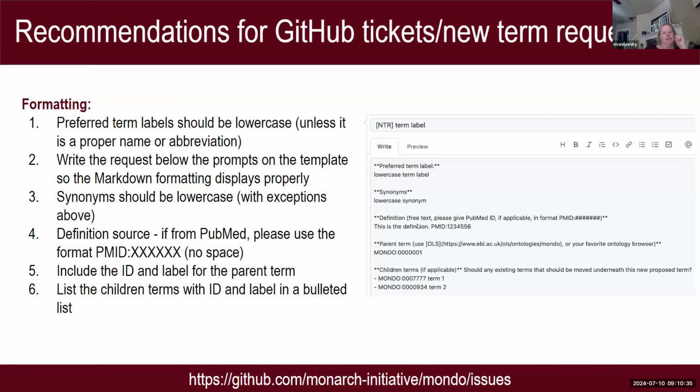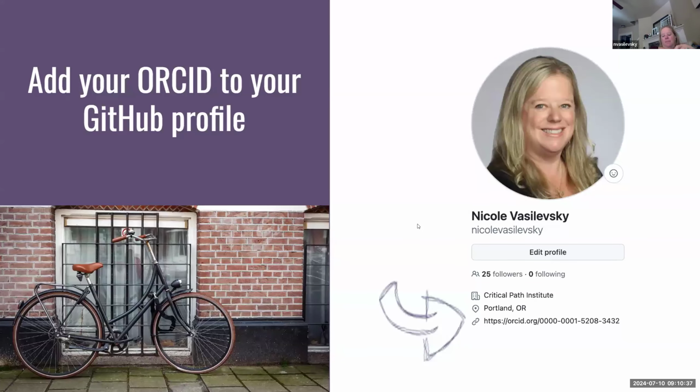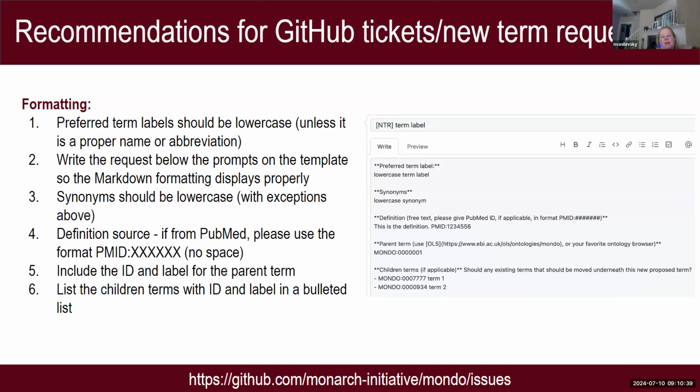Write a text definition. I didn't link to it, but Chris Mungall has written a really nice article on his blog about how to write good definitions for ontologies. That's definitely worth looking at.